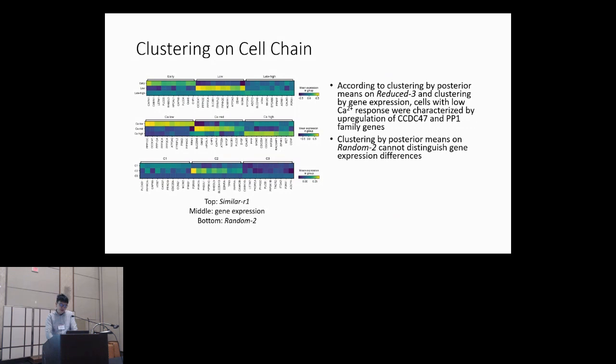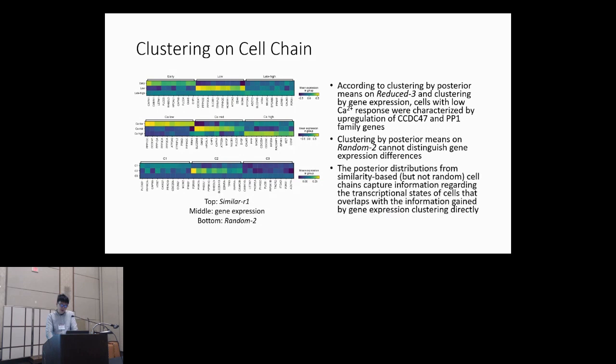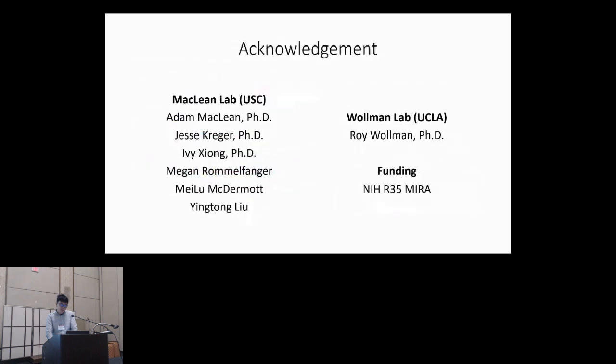So our conclusion here is that the posterior distributions from similarity-based cell chains capture the information regarding the transcriptional states of cells. The information captured overlaps with the information that we can directly learn from clustering by gene expression.